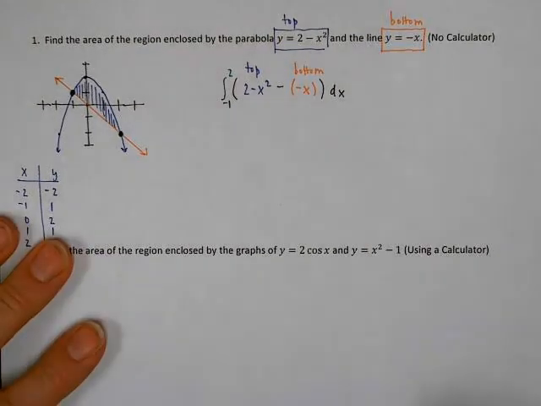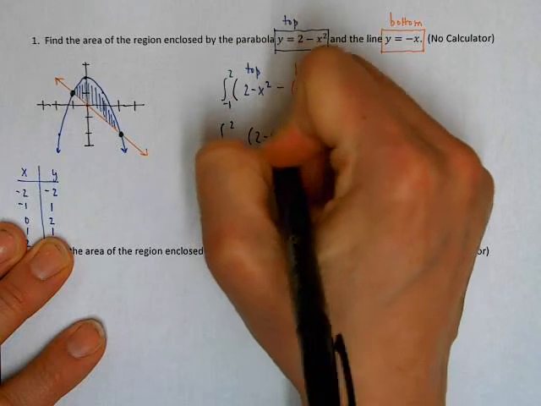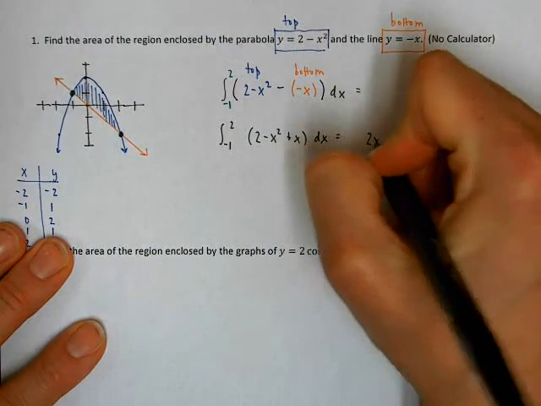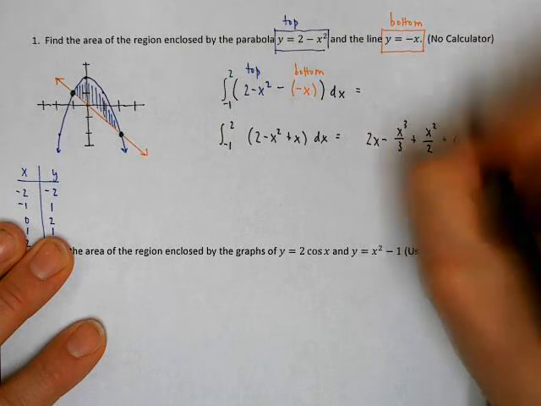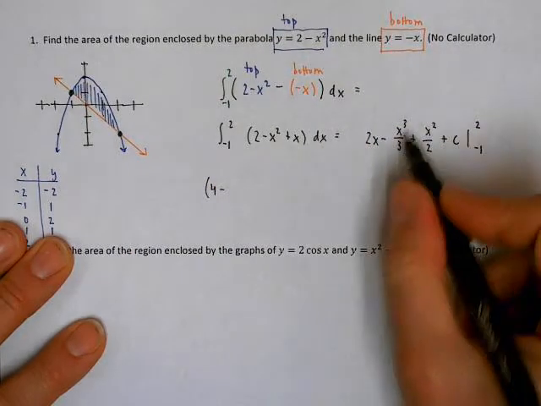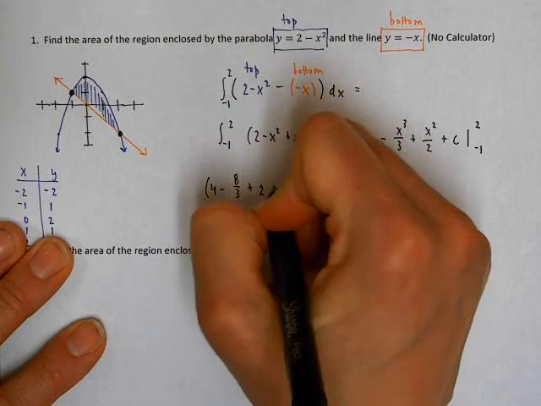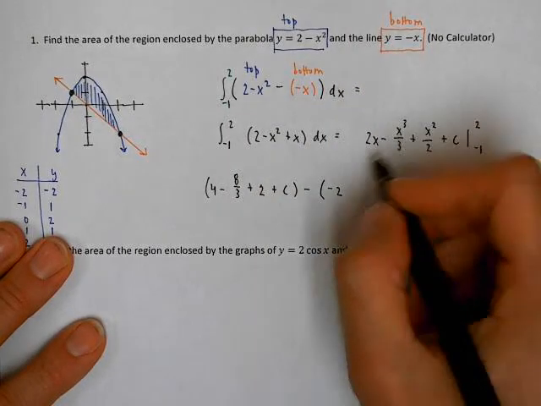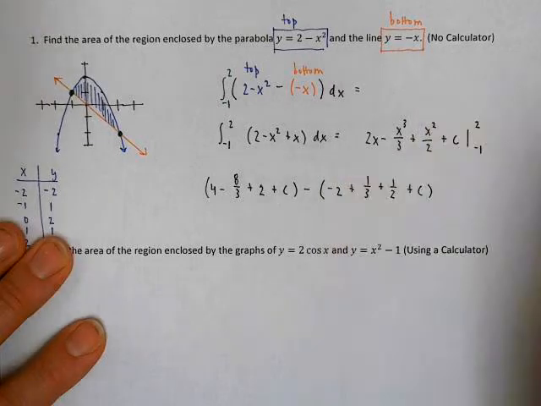And since this is no calculator, we're going to go through and do this by hand. So the first thing I'm going to do is simplify this. So I've got 2 minus x squared plus x dx. Now I have to take the antiderivative. So I've got 2x minus x cubed over 3 plus x squared over 2 plus c. And I'm integrating from negative 1 to 2. So I'm going to plug in 2. So I'm going to get 4 minus 2 cubed, which is 8. So 4 minus 8 thirds plus 2 squared is 4 divided by 2 is 2 plus c, and then minus my lower bound. So I've got negative 2, negative 1 cubed is a negative 1, so this is plus 1/3 and then plus 1/2 plus c. So let's see what happens here.